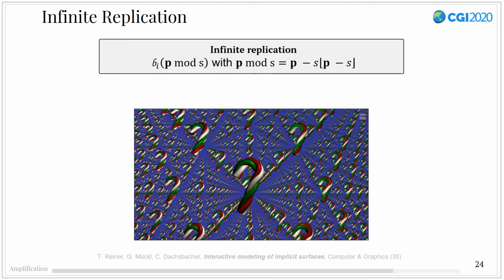Infinite replication has already been introduced in implicit modeling. It works using a modulo operator between P and the size of the tile S. This is useful for lowering the complexity of a scene, as a single operator is used to replicate a model. However, in our case, we want to provide more control to the user and not infinitely replicate blocks in the scene.